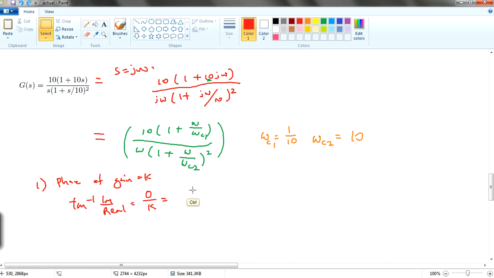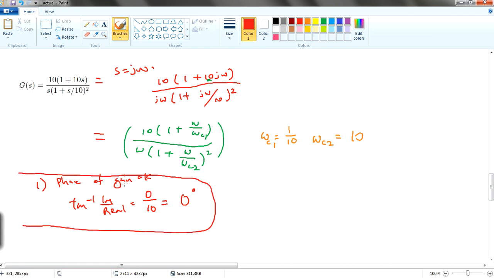The reason why is because the gain is actually 10. If you remember, the phase angle is tangent inverse of imaginary over real. The imaginary part is actually 0. It's just a pure real number for gain. So anything divided by 0 is 0, and tangent inverse 0 is actually 0 degrees. So this is the first part you're gonna do for your phase.